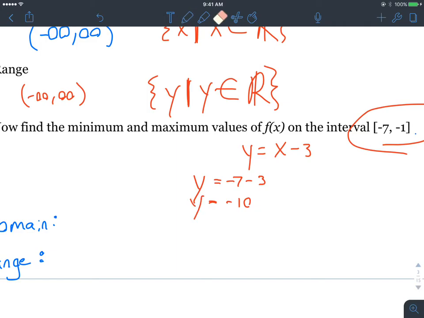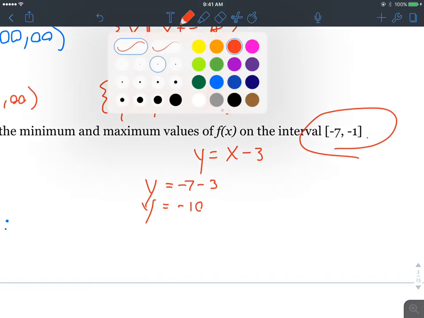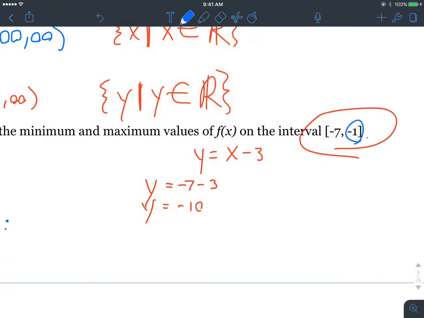Okay, and let me make that look a little bit better here. So y equals -10, and then we need to go do the same thing with -1. We're going to plug in -1 into this x value over here. I can draw the arrow, right? So y equals -1 minus 3, so that'd be y equals -4 right there.